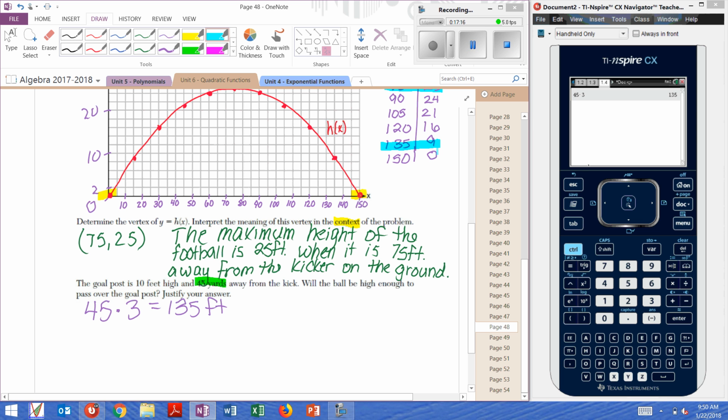And the goalpost is 10 feet high. Uh-oh, so this is a problem. Will the ball be high enough to pass over the goalpost? No. Why not? Because at 135 feet, the ball is 9 feet high. You could even go a little bit further and say it will miss the goalpost by 1 foot.